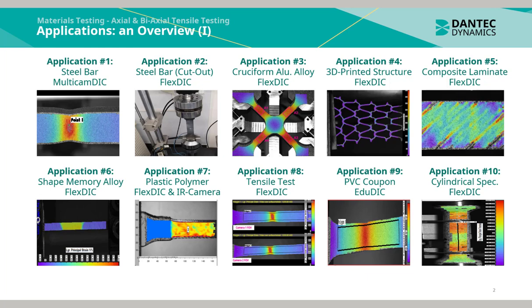Applications include that of a steel bar tensile test using the multi-camera DIC system, also of a cutout steel bar with the flex DIC system, the measurement of a biaxial cruciform aluminum alloy using the flex DIC system, measurement of a 3D printed structure, of a composite laminate, of shape memory alloy, a plastic polymer in conjunction also with an infrared camera, and also a PVC coupon, and also a cylindrical specimen as well.